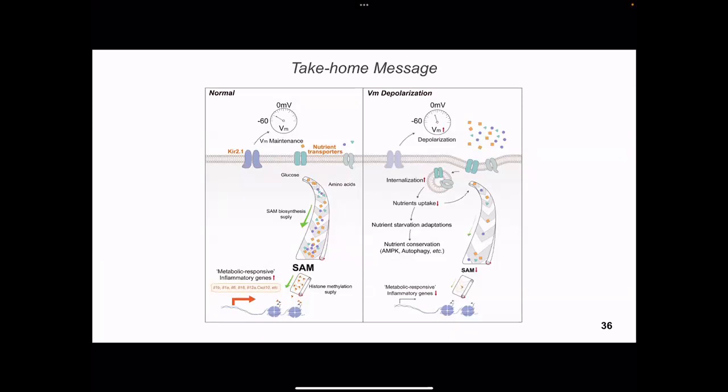We also found that KIR2.1-mediated membrane potential supports nutrient uptake by supporting the cell surface retention of key nutrient transporters such as 4F2hc and GLUT1, through its configuration of plasma membrane phospholipid dynamics. Therefore, we propose an ionic and membrane potential control of nutrient acquisition. Using this strategy, inflammatory macrophages can acquire a constant supply of the molecular building blocks to support their inflammatory functions.